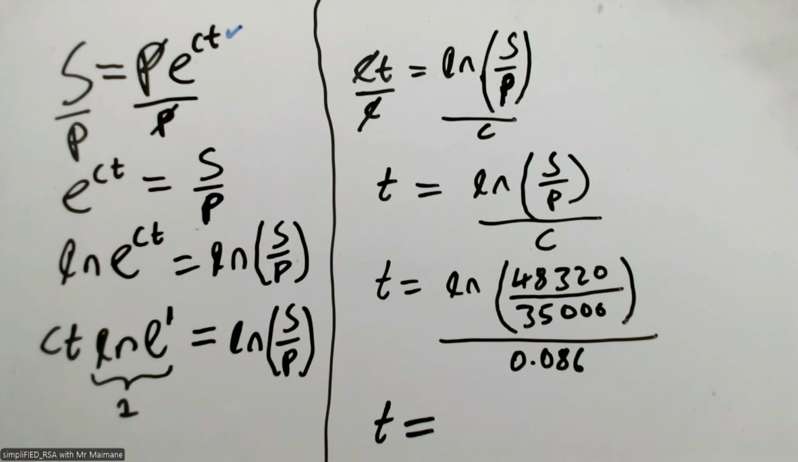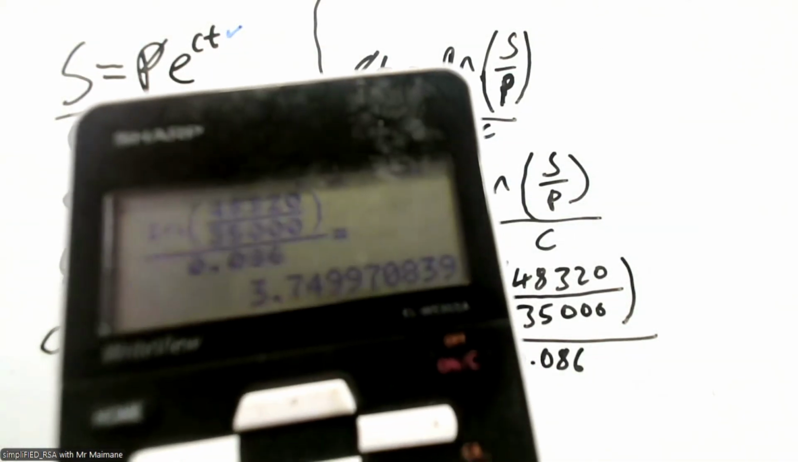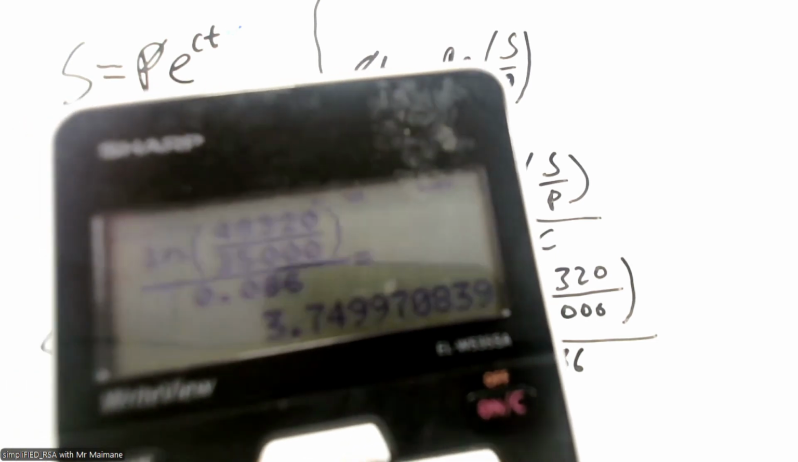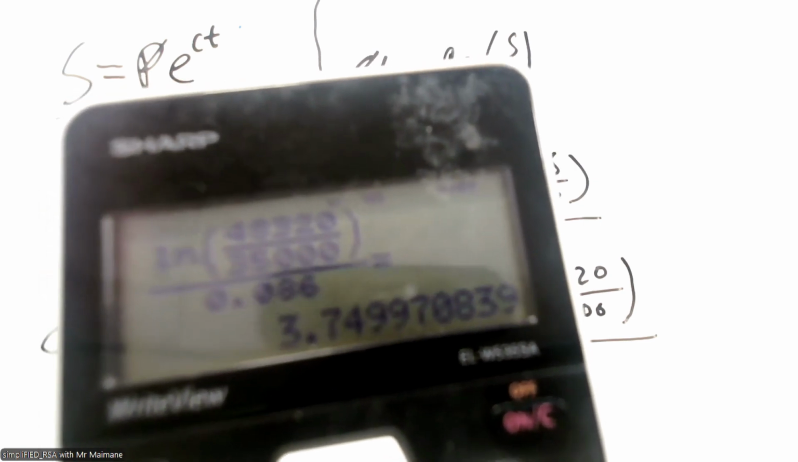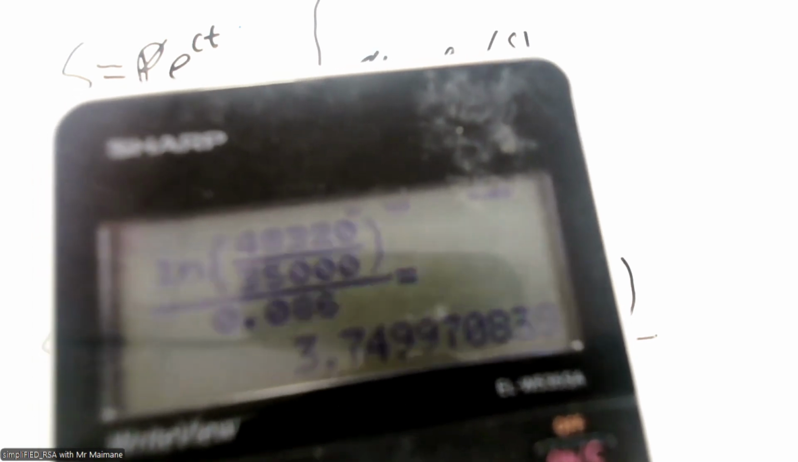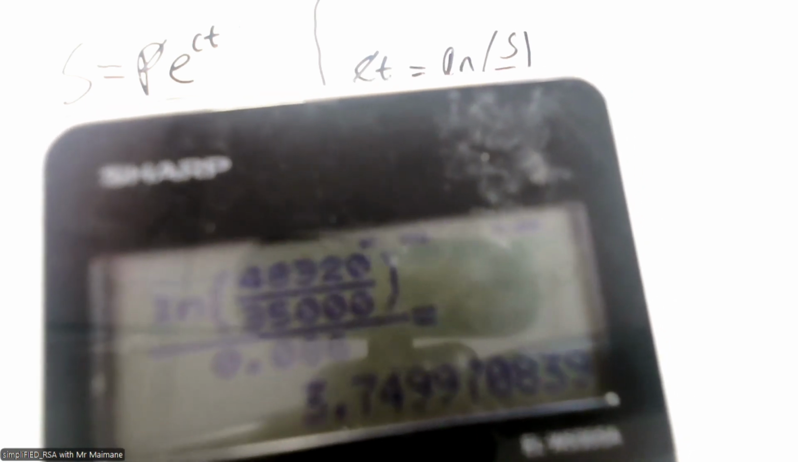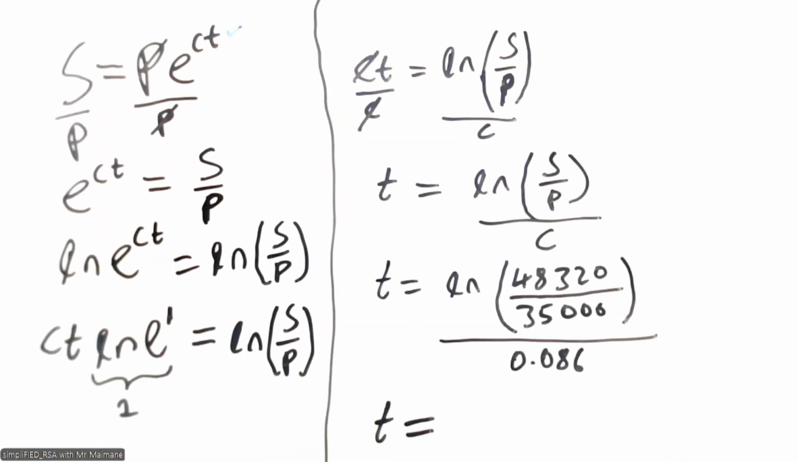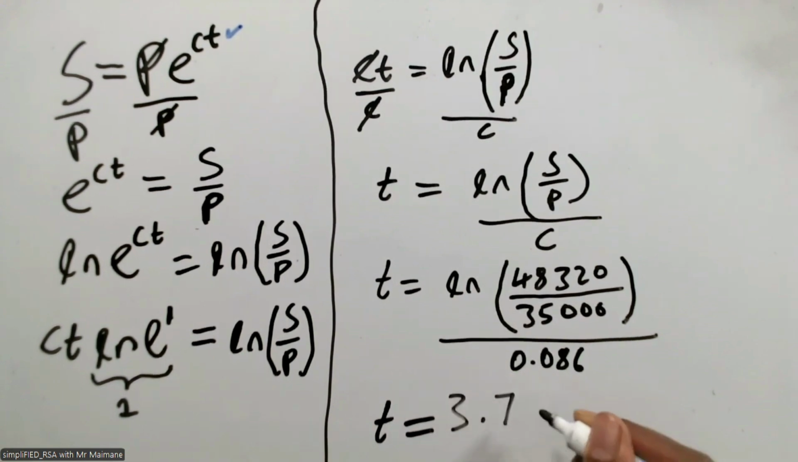Now, the calculators that we use today are able to punch in a fraction as you see it. So the way it is presented, that's how I've keyed it in on my calculator. The answer is going to be 3.75 years. So it means for 35,000 to accumulate to 48,320, it took 3.75 years. So the term is 3.75. That's how it goes.